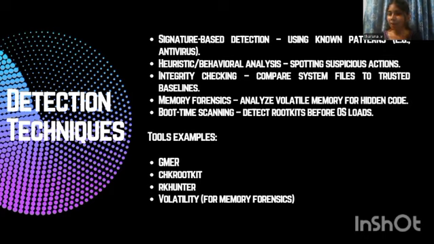Next, heuristic or behavioral analysis. This looks at unusual system behavior like hidden processes or unusual CPU usage. The next one is integrity checking. Here system files are compared with the known good versions. If even one byte is different, we can detect it.